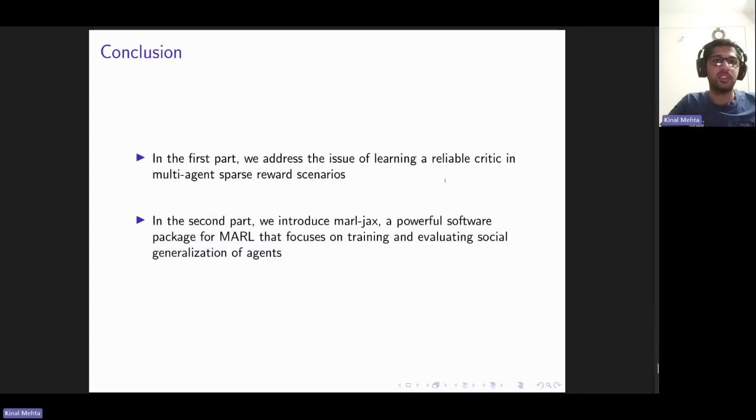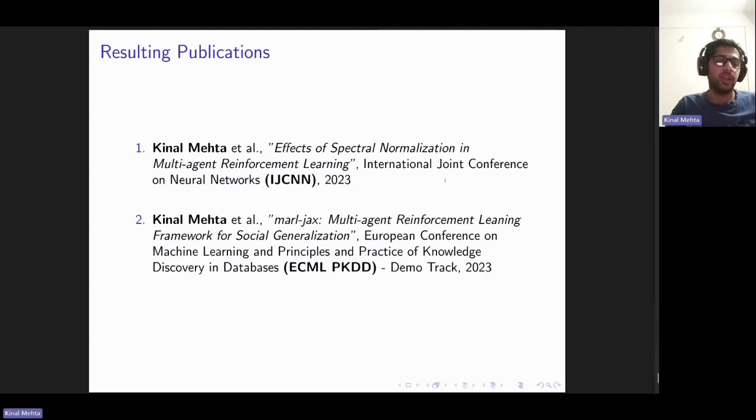And so in the first part of the thesis, we address the issue of learning a reliable critic in multi-agent reinforcement learning scenarios. And in the second part, we introduce MLJAX, which is a software package for multi-agent RL, which focuses on training and evaluating social generalization of the agents. And these are the 2 resulting publications. With the first part of the research, we got a paper into the IJCAI main conference. And with the second part, we got a demo paper at ECML.